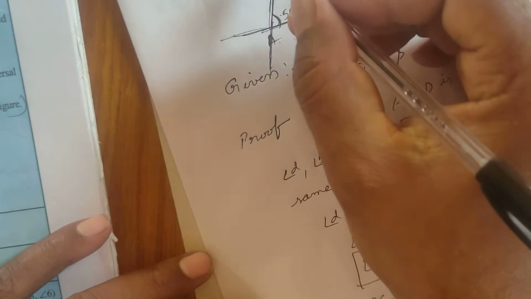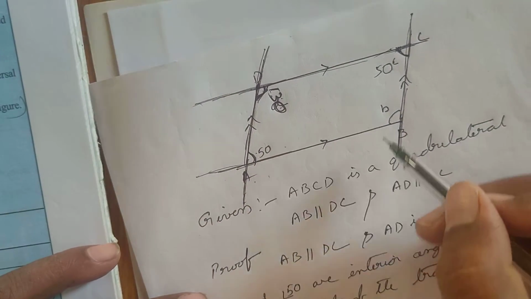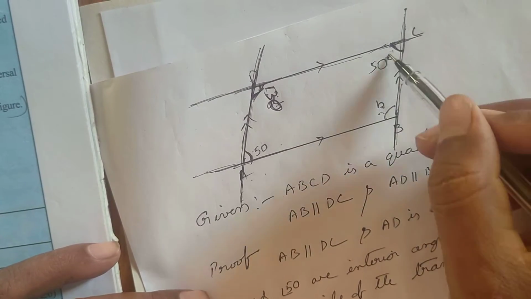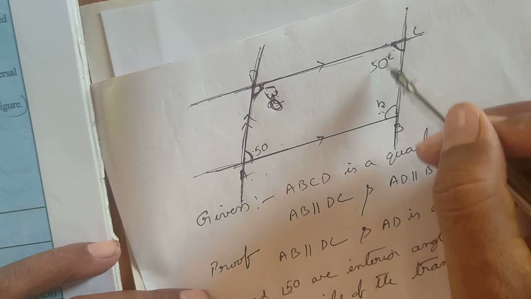Now this is one line, it is another line. It is a transversal. Again these two angles become what? Interior angles on the same side of the transversal. They are supplementary, and the sum is 180.